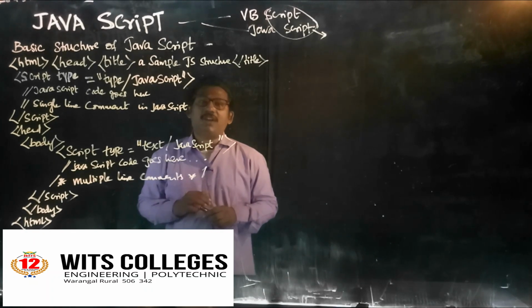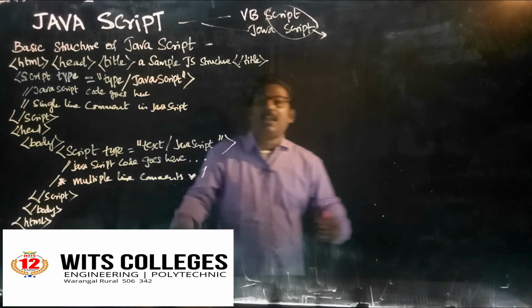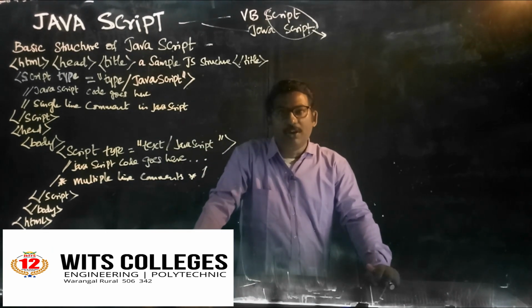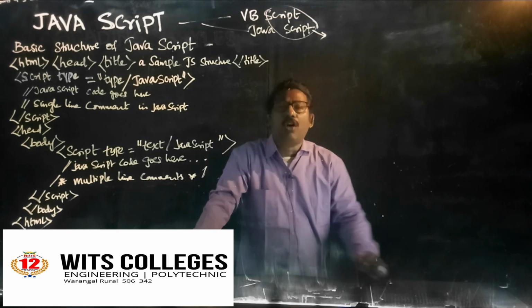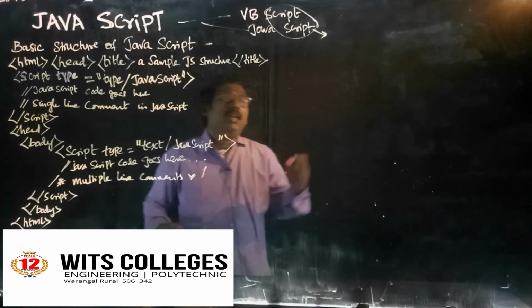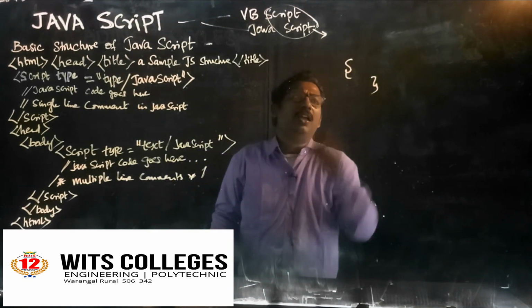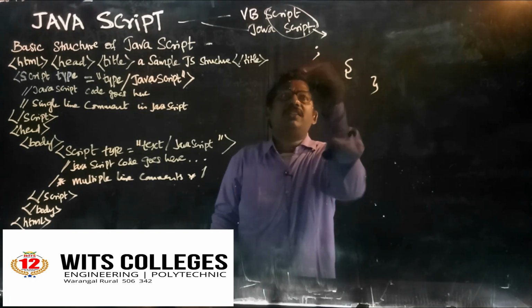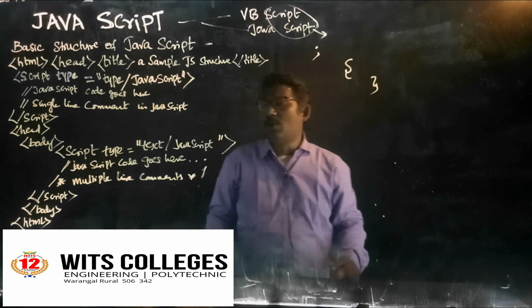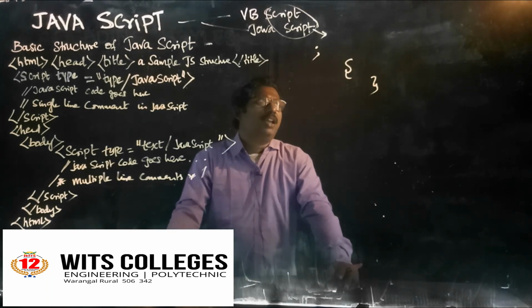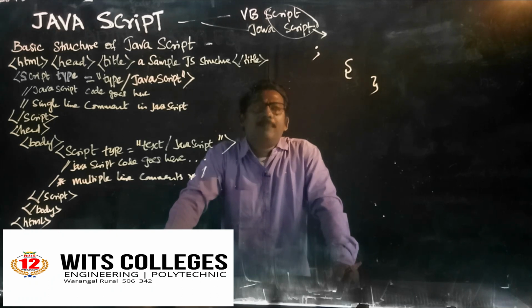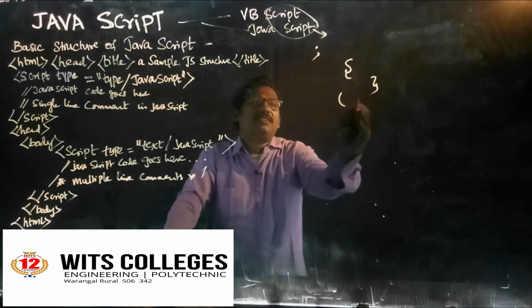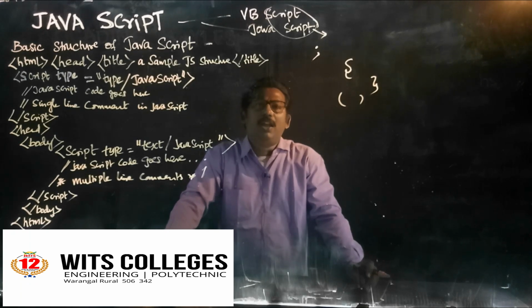What are the key points in JavaScript? In JavaScript, each line should be terminated with a semicolon, and a block of code will be surrounded by curly braces. Each line should end with a semicolon. Next, functions can be used here, with the parameters passed inside the parentheses.